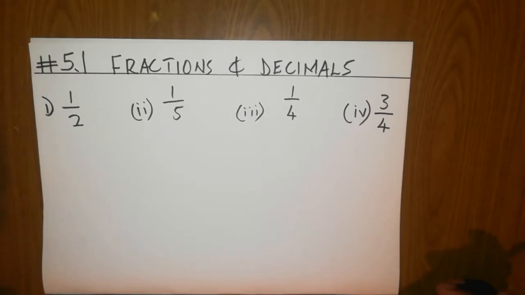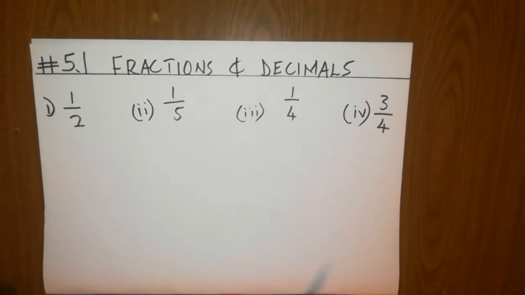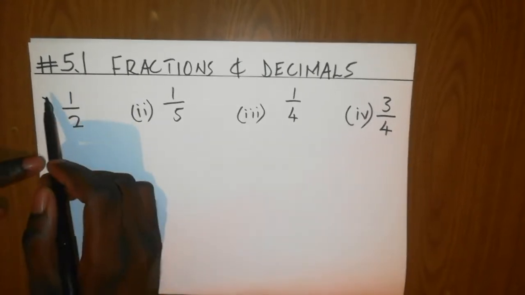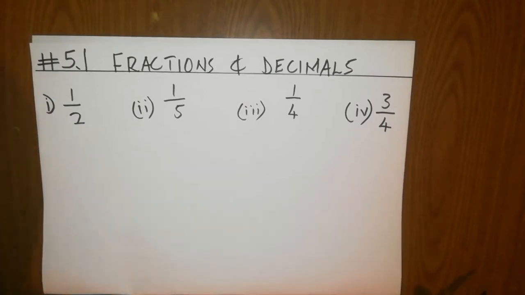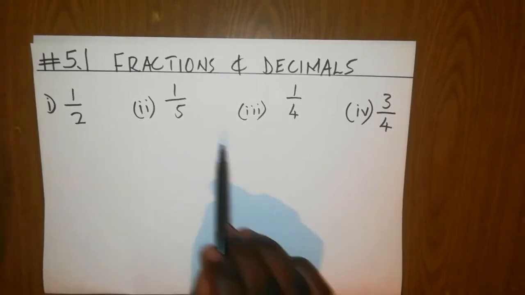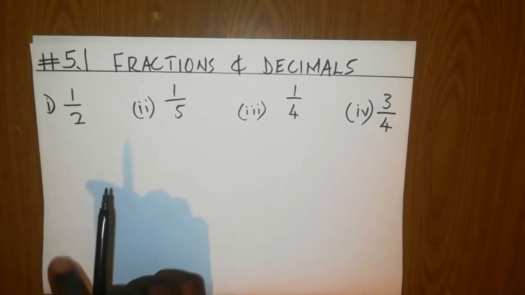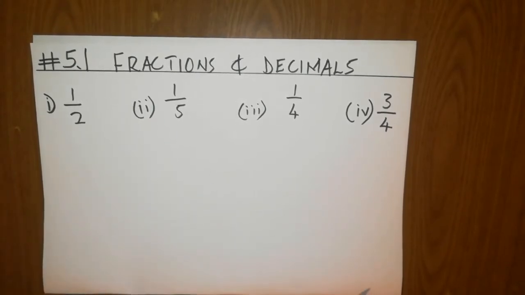We're doing fractions and decimals. So I want us to first know how to convert a fraction into a decimal and vice versa. In this case, I've got four fractions here. I've got a half, a fifth, a quarter, and 3/4. Now I want us to convert these fractions into decimals. That is a concept which is mostly asked in exams.